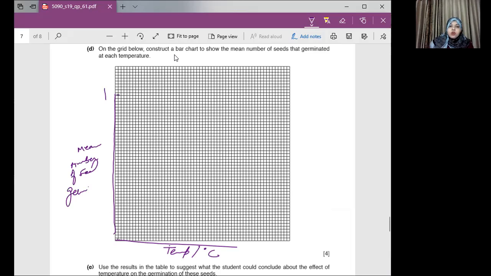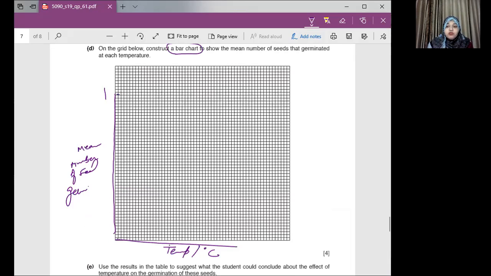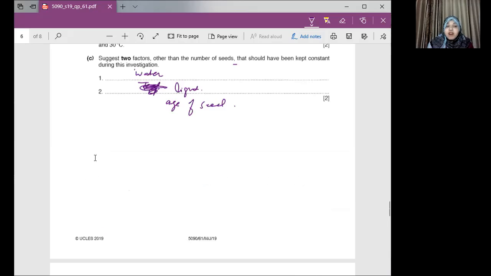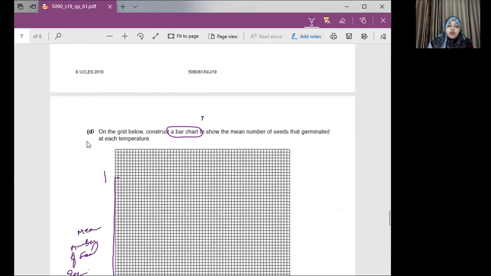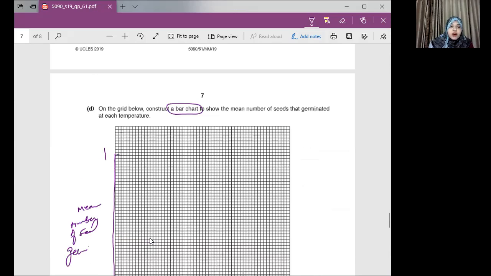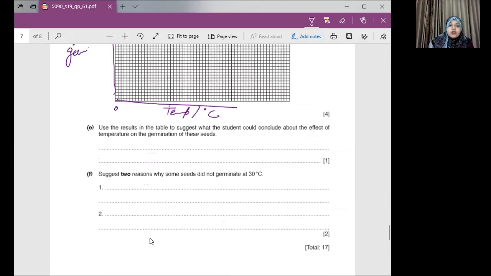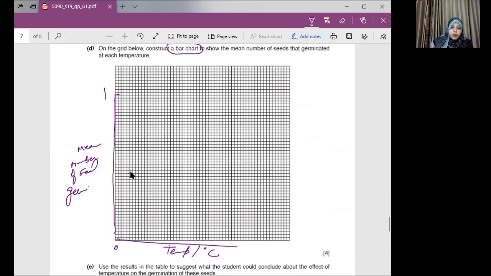When they are saying you have to make a bar chart, whenever a graph is there, the first 1 mark you can easily get. You are labeling both the axes correctly. Then you have to make 5 bars, right? 0 degrees. Then you have to make a bar at 10, 15, 20, 25, 30 degrees Celsius. So for this purpose, you have to make a bar.